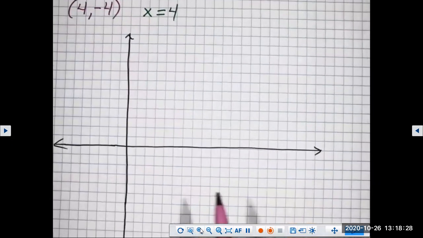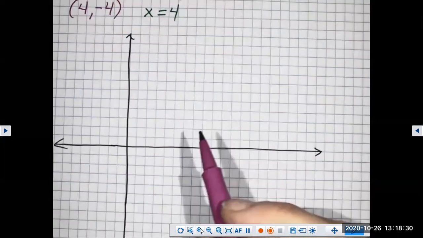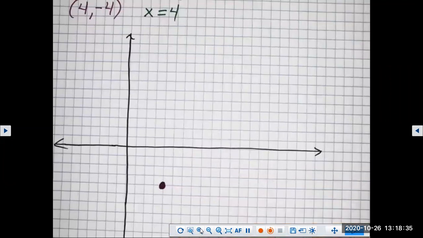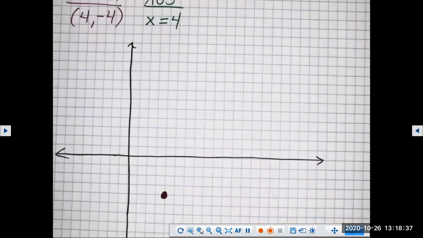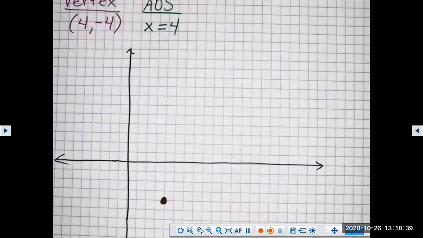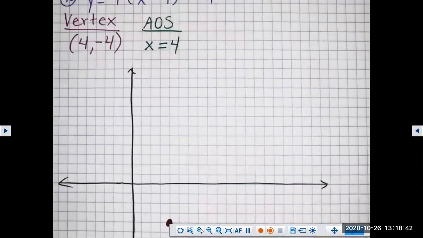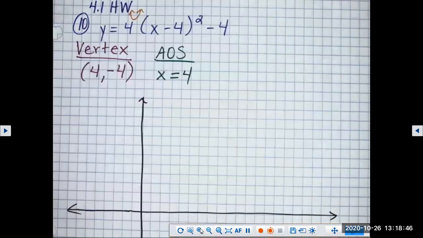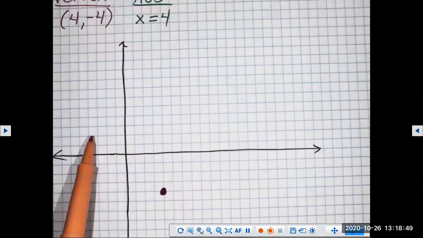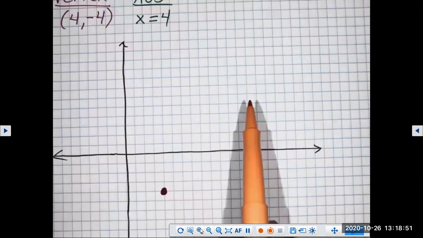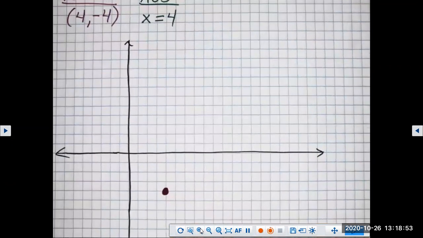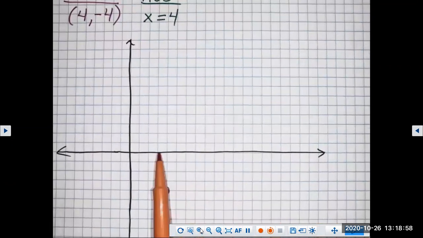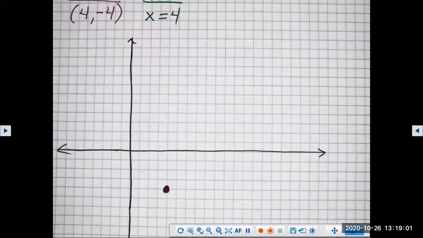Okay, plot your vertex. Is this vertex a minimum or a maximum? Good, it's a minimum because your graph is going up, because that number out in front is positive. So your parabola should be going like that through your point. Now pick some x values either to the right or to the left to plug in. Which way do you want to go?